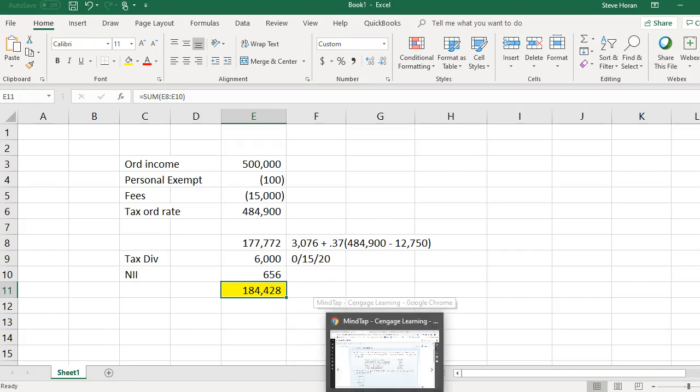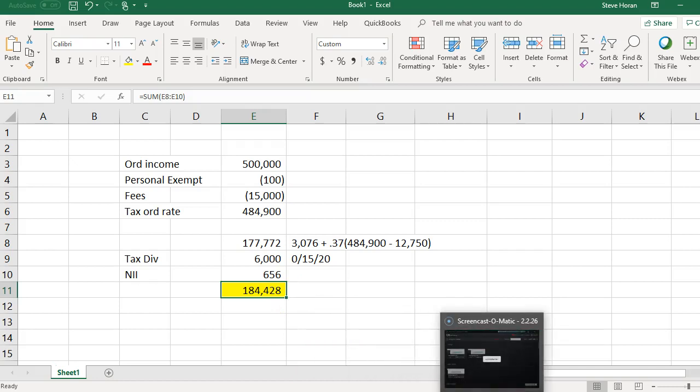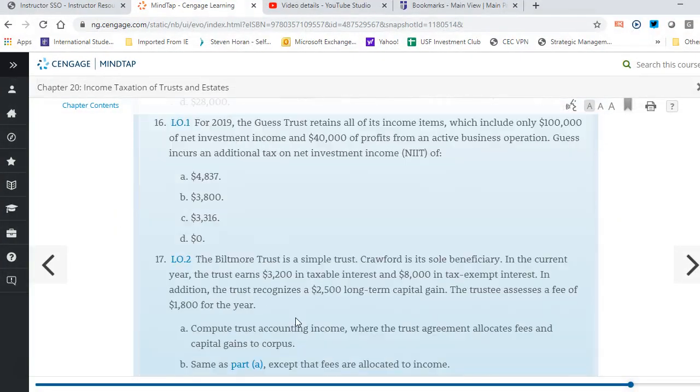The next question to take a look at is question 16. It's right here. It says for the Guest Trust, which retains all of its income items, which include only $100,000 net investment income and $40,000 in profit from an active business operation, Guest incurs an additional tax on net investment income of... And the key here is to recognize what you pay the additional net investment income tax on, and it's only net investment income. So not the 40,000, but the 100,000. So just take the 100,000, and that's what's used to compute the tax.